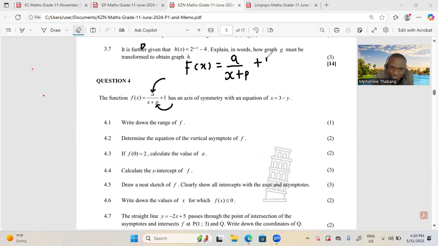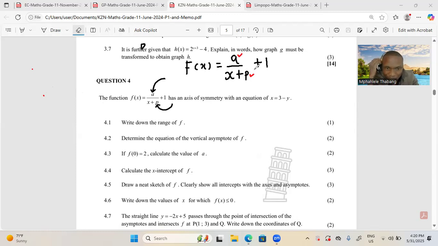plus 1. I will say this is the equation of a hyperbola function, but it is not complete. When it is complete, we will be knowing a and we will also be knowing p. So I won't be surprised if they ask us to find a and p. So f of x equals a over x plus p plus 1.